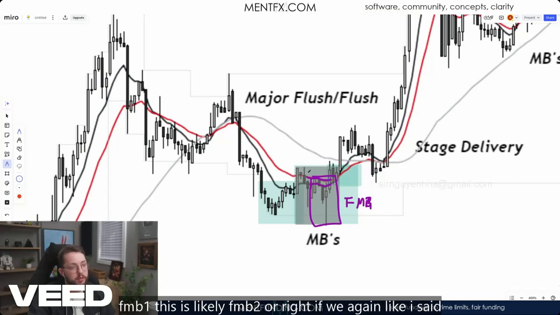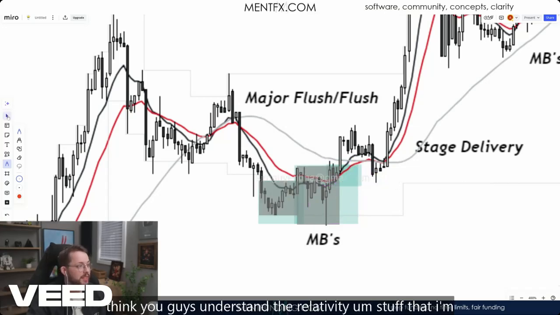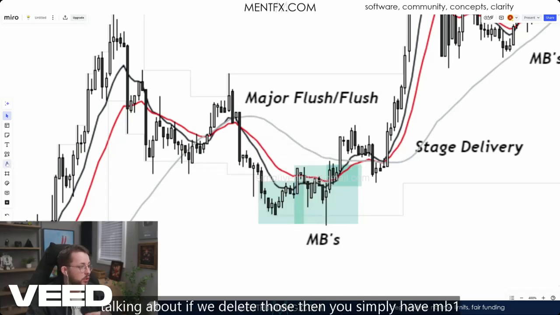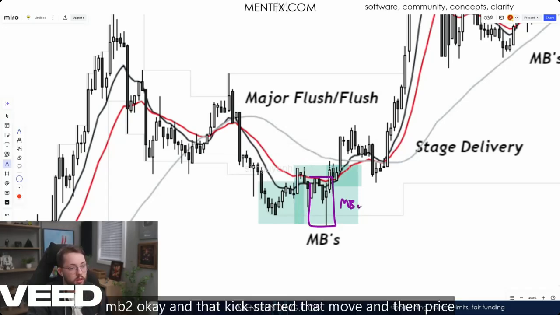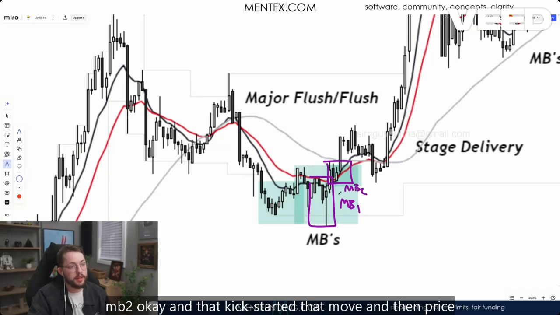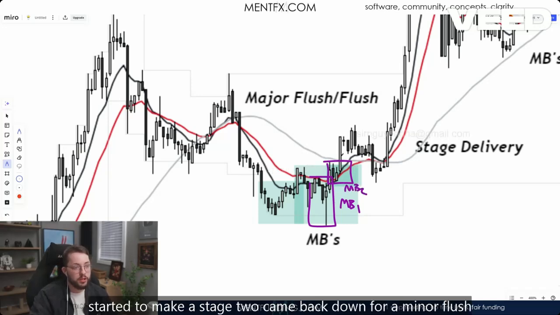Or, again, like I said before, and I'm going to do this one more time because I think you guys understand the relativity stuff that I'm talking about. If we delete those, then you simply have MB1, MB2, okay? And that kickstarted that move. And then price started to make a stage 2, came back down for a minor flush, and again, you have the same game you can play.